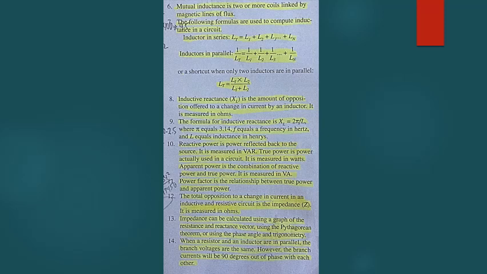Inductive reactance, or XL, is the amount of opposition offered to a change in current by an inductor. It is measured in ohms. The formula for inductive reactance is XL equals 2 times pi times frequency times inductance. Again, inductance is measured in henries. Again, where pi equals 3.14, F equals frequency in hertz, and L, inductance, equals henries.